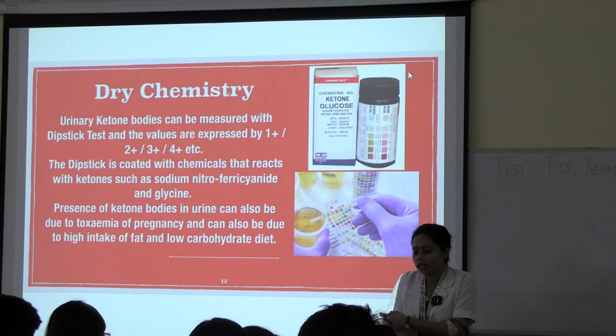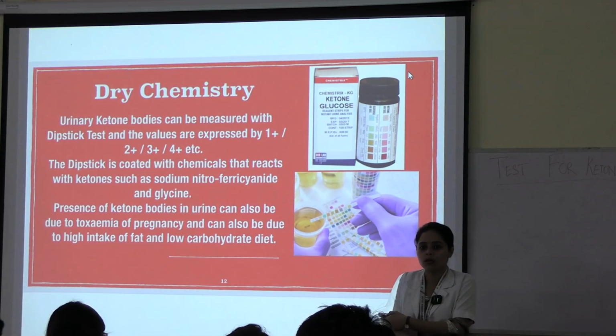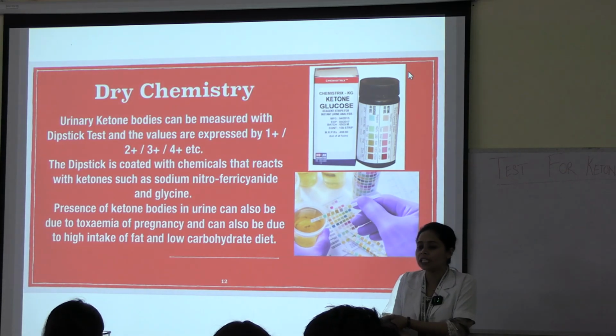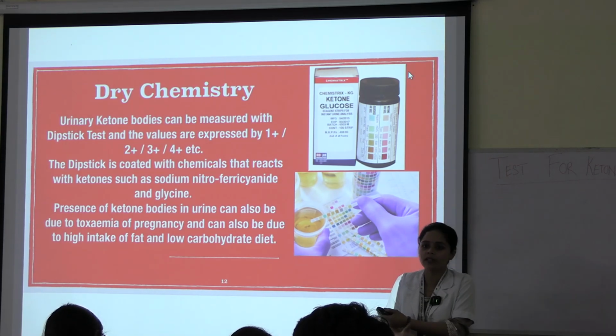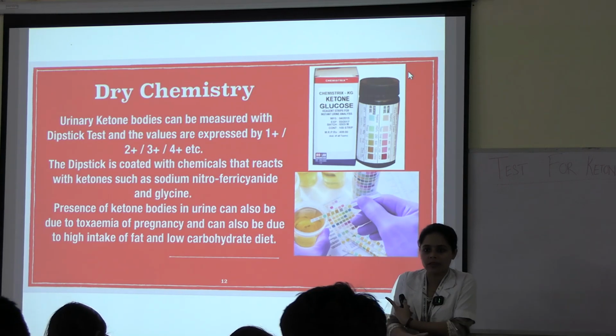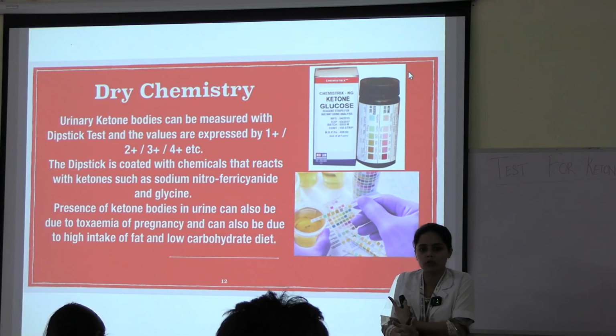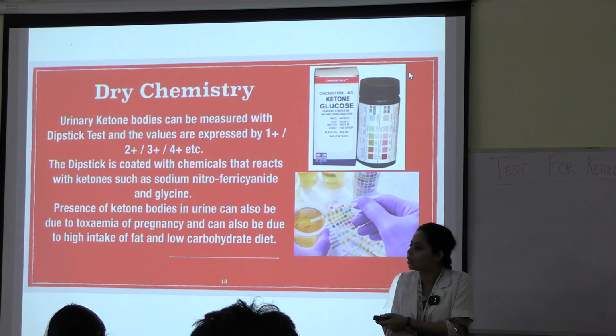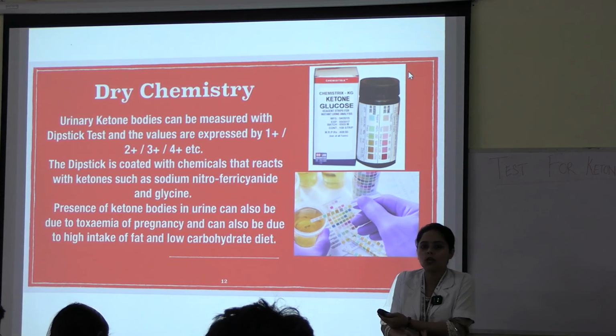And this dipstick test is done in big tertiary hospital setups, not at peripheral levels. Suppose somebody is posted in a very deep village of Rajasthan, you will not have a dipstick there. You have to do Rothera's test over there. That is why you should know how to do it. In big hospitals, they do the dipstick test because the result is fast and it gives you an approximate value. With the plus, some estimation of how much is present is available. But in Rothera's test, will you get approximate values? It will just tell you whether it is present or absent. So this is another drawback as well, right?